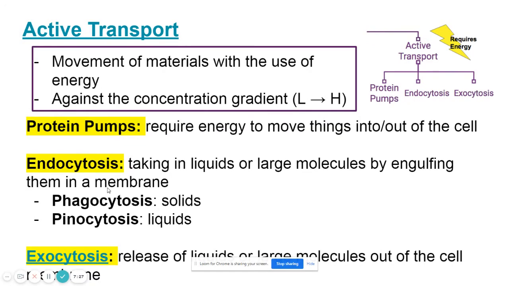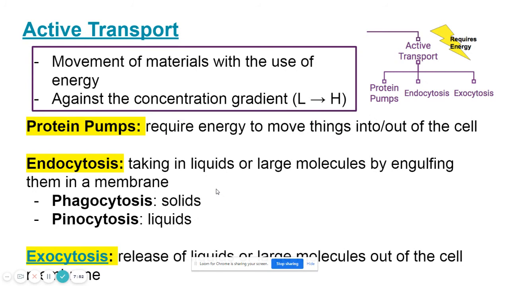If the cell is taking in liquids or solids, really large, bulky liquids or solids, by engulfing them into the cell membrane or into the cell, then it will use endocytosis. Endocytosis is a form of active transport, which means that these materials, whether liquid or solid, are being moved against the gradient using energy.